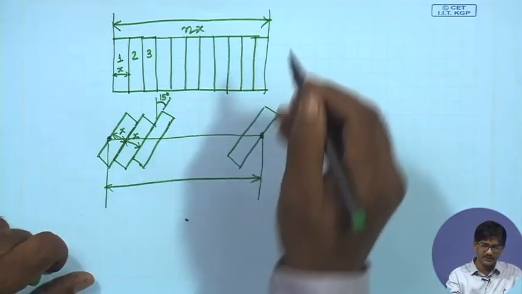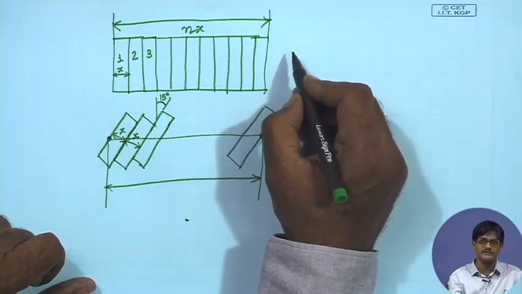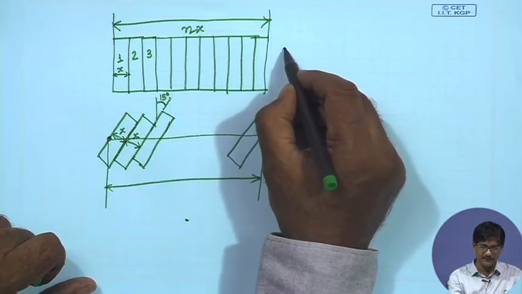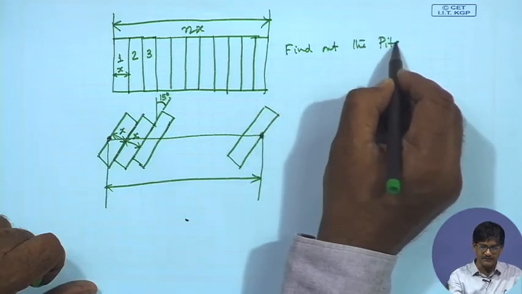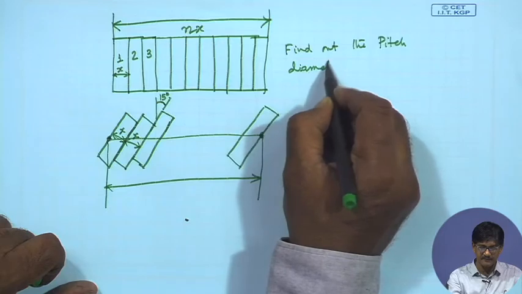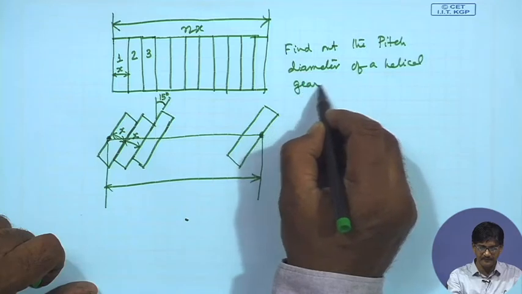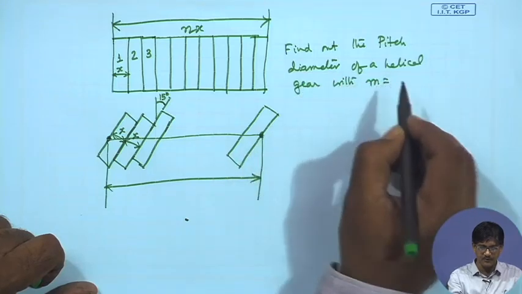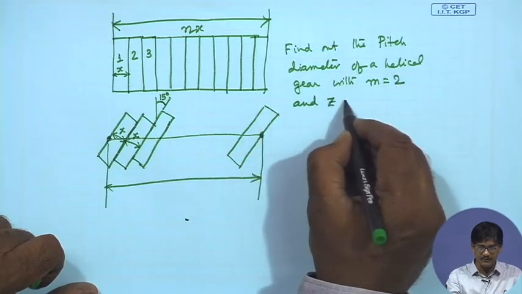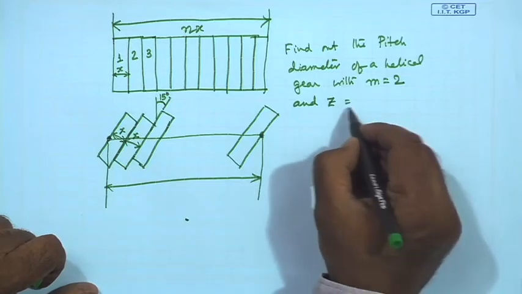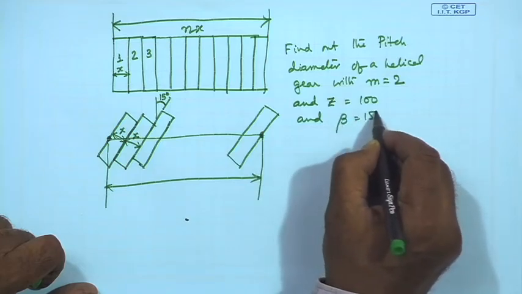So, let me write down, this is your assignment which we will be solving formally in later lectures, but you can have a quick look yourselves. Find out the pitch diameter of a helical gear with m equal to 2 and z equal to, I do not remember the previous one, 100, and beta equal to 15 degrees.